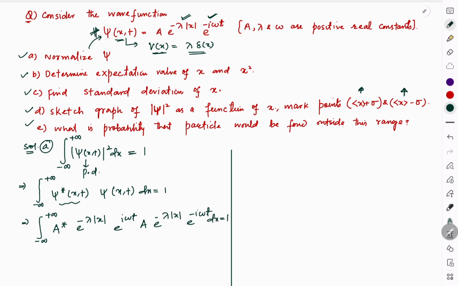Now this A and A* will become |A|² times the integral from minus infinity to plus infinity. Now this will go with this thing because it would be e to the power iωt minus iωt, so that would be 0. E to the power 0 would be 1, so there remains only e to the power of this part and this part, so e^(−2λ|x|) dx equals 1.